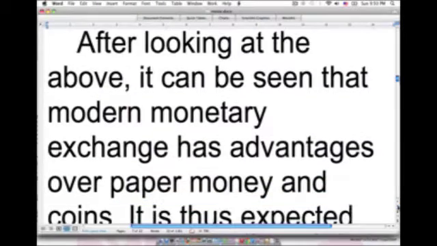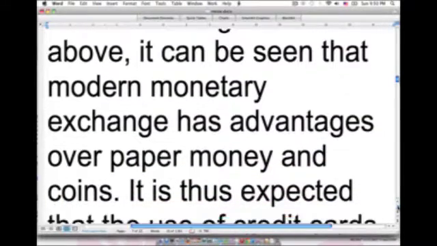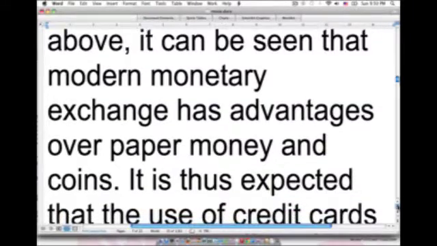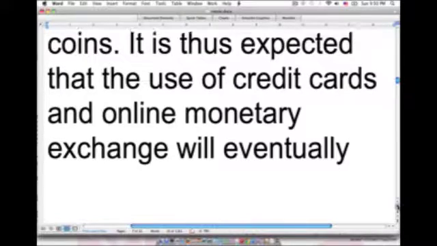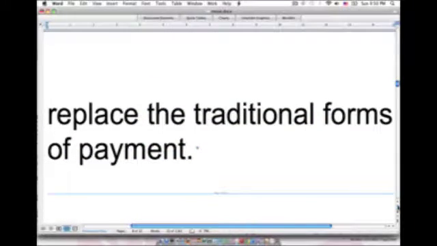After looking at the above, it can be seen that modern monetary exchange has advantages over paper money and coins. It is thus expected that the use of credit cards and online monetary exchange will eventually replace the traditional forms of payment.